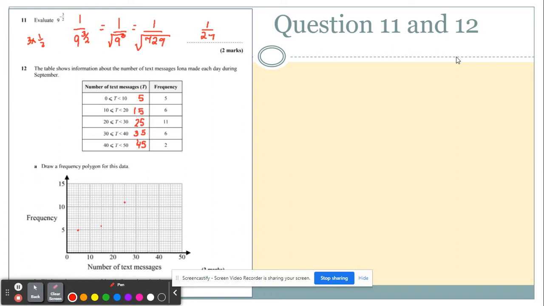And then 35 and 6. 45 and 2. And then all you have to do is join them with a straight line. Make sure your lines are straight. Again, because I am doing it on the screen, my lines are not going to be very straight. And this is your frequency polygon. So your lines have to be straight.